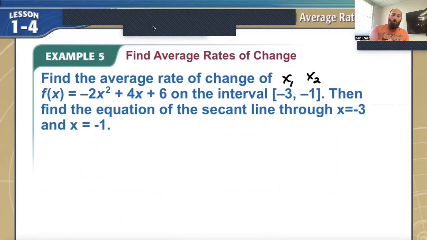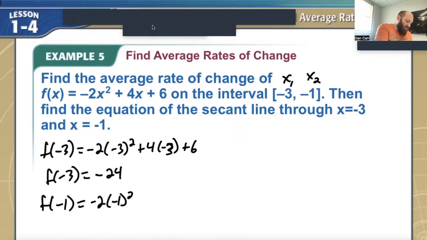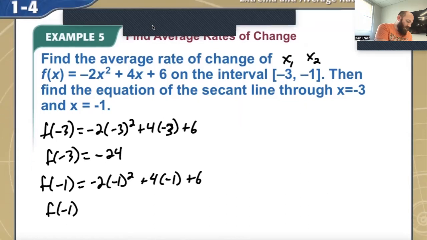Without the graph, we're going to find it algebraically. We find the y values that go along with those points. First, what's f of -3? It's -2 times -3 squared plus 4 times -3 plus 6. Plugging that into my calculator, I end up with -24. Do the same exact thing for f of -1: -2 times -1 squared plus 4 times -1 plus 6. So we get 0.